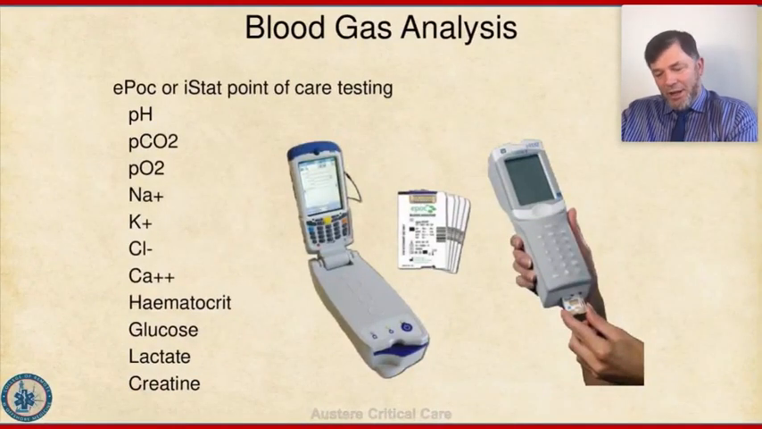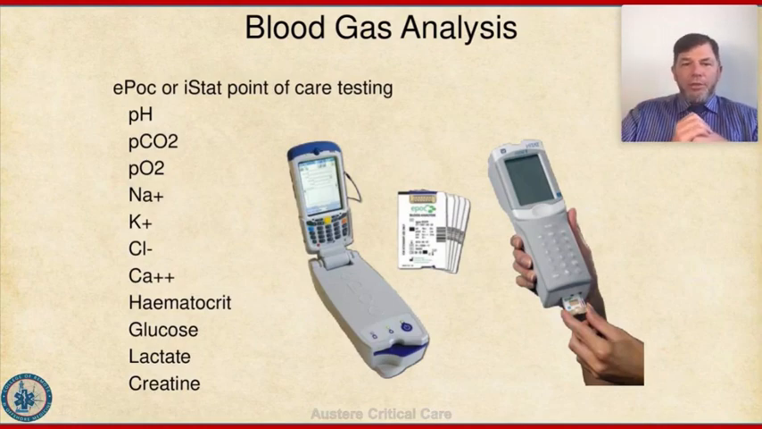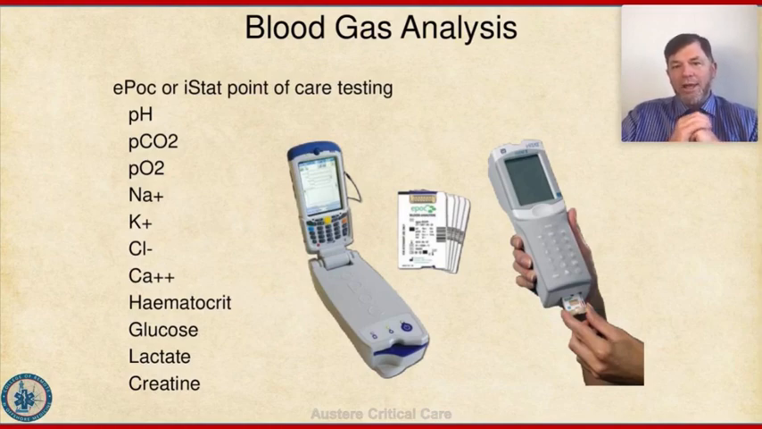Blood gas analysis. With the current point of care testing ability, there's no reason why you shouldn't have this in your truck and house. So the EPOC is on the left. It doesn't require refrigeration. The iStat is on the right. It requires refrigeration. And every 6 months, you have to plug it into a laptop and update it, which is a pain beyond belief. So you have a couple of options available to you.